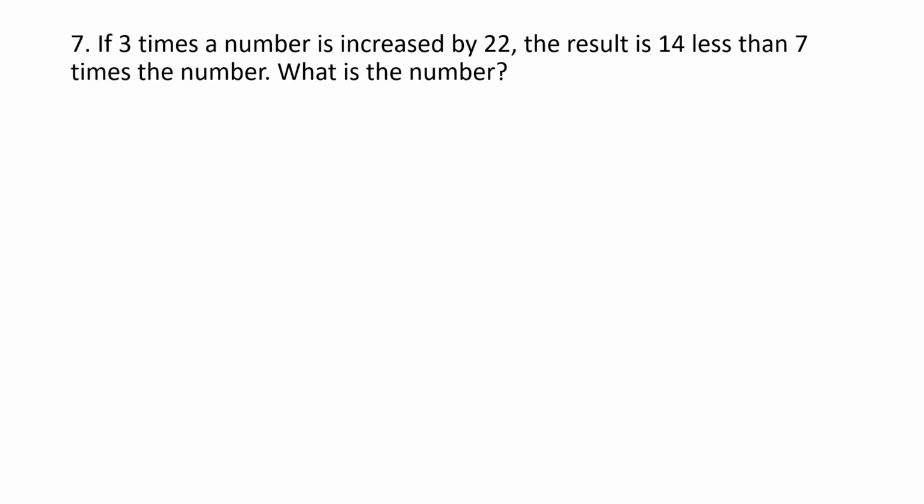Number 7. If 3 times a number is increased by 22, the result is 14 less than 7 times the number. One phrase at a time. 3 times a number, 3x, is increased by plus 22. The result is equals 14 less than, and where does that less than have to go? At the end. 7 times the number, so that's 7x.